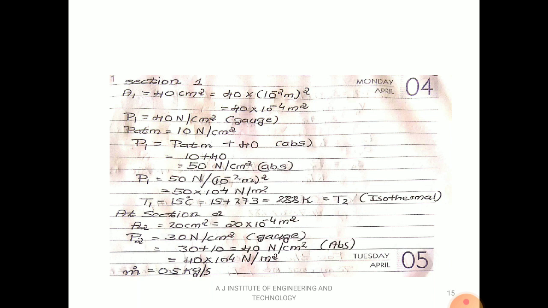At section 2, A2 is given as 20 centimeter square. So convert from centimeter square to meter square, following the similar step as I explained above. So that is equal to 20 into 10 to the power minus 4 meter square. P2 equals 30 Newton per centimeter square, that is a gauge pressure. Convert from gauge pressure to absolute pressure: that is equal to 30 plus 10, that is equal to 40 Newton per centimeter square. Now, important thing, don't forget, you have to convert from Newton per centimeter square to Newton per meter square. So I'll write directly here 40 into 10 to the power 4 Newton per meter square, and m dot is given in the problem as 0.5 kg per second.